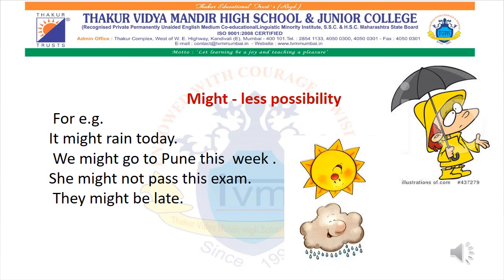You tell your teacher that they might be late for like 5 to 10 minutes. So might shows less possibility. We use the modal auxiliary word might to show less possibility. And if there is any negative sentence, then we have to add not just right after the helping verb, the modal auxiliary verb.